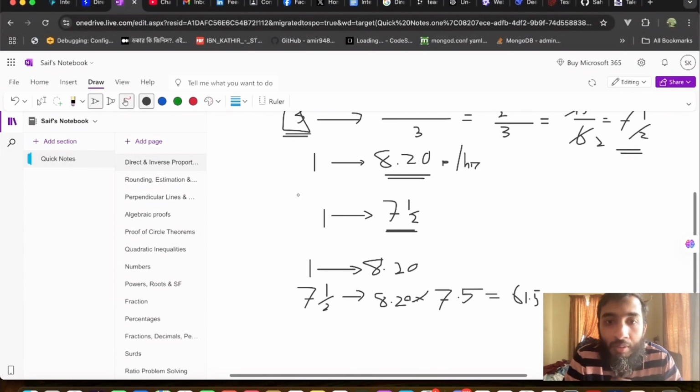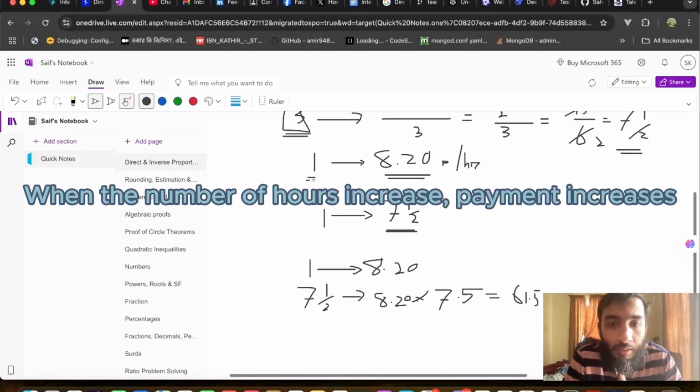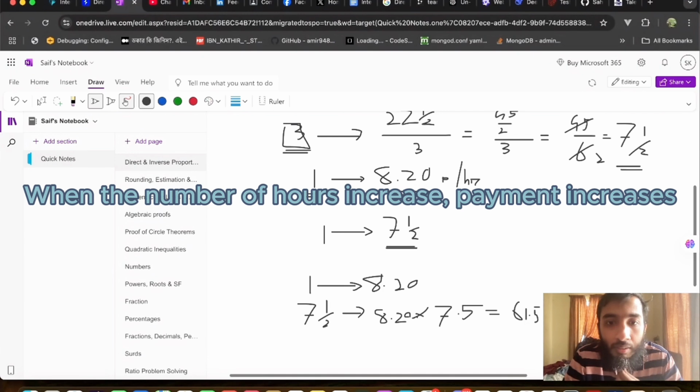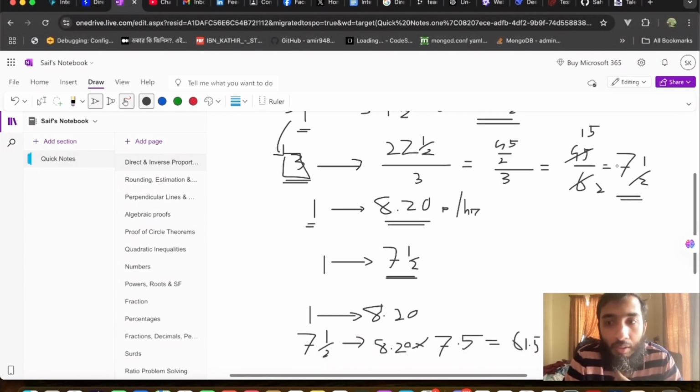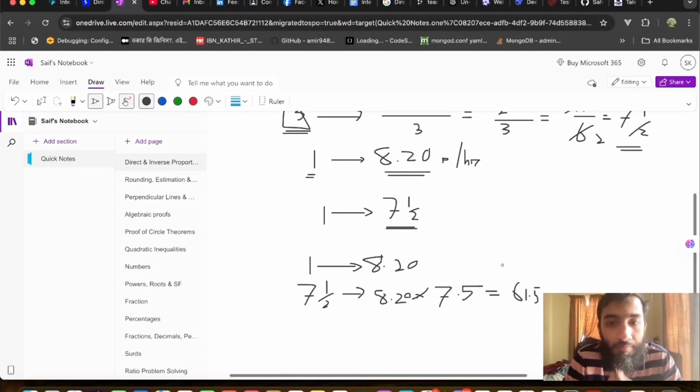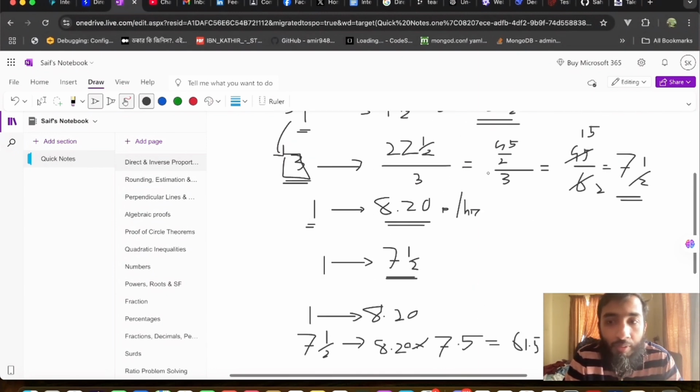Now as the quantity, let's say for each cleaner, increased from 1 to 3, the time was divided, the time decreased to 1/3. So here is an example of inverse proportion.